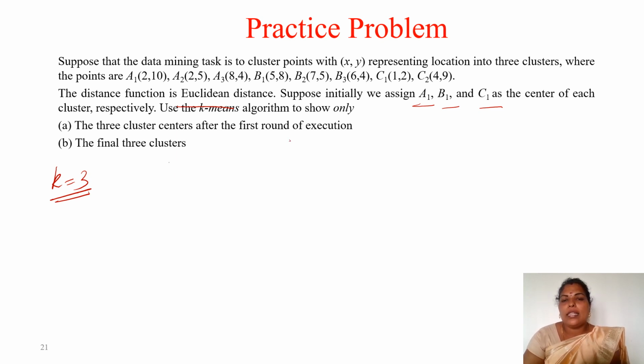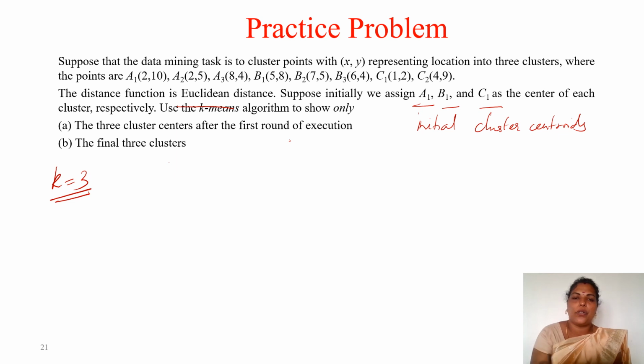So these are the initial cluster centroids: A1, B1 and C1. You have to consider these as the initial cluster centroids and perform all the calculations. It's very simple. The example we have seen earlier is similar to this. So please work it out and send it to me so that I can verify.